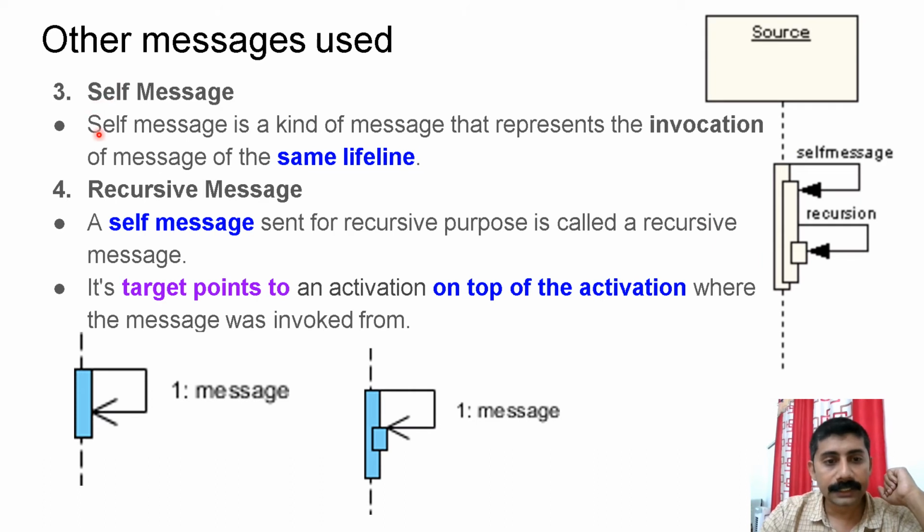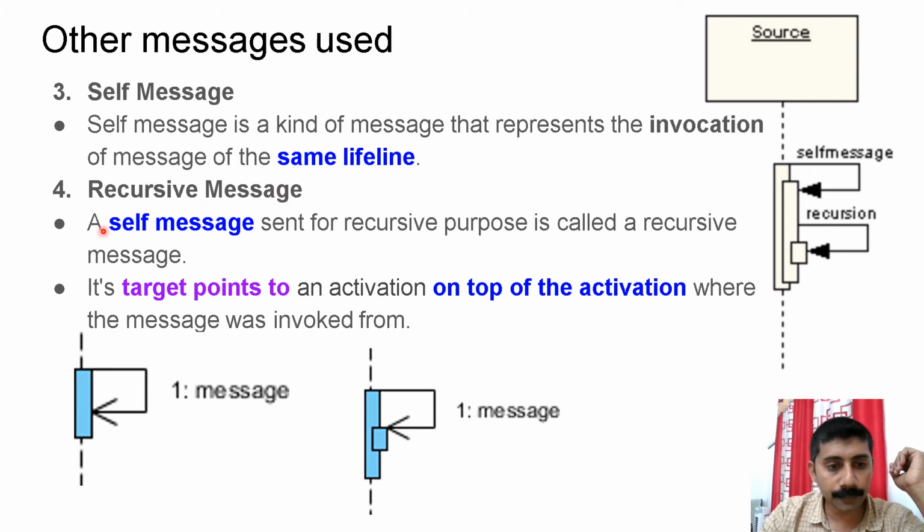Self message. Self message is a kind of message that represents the invocation of a message on the same lifeline. That is the difference. In the case of call message, you are invoking the functionality which is running on the target lifeline. In the case of self message, this function is executing on the same lifeline.